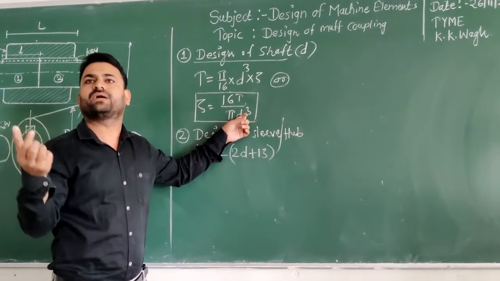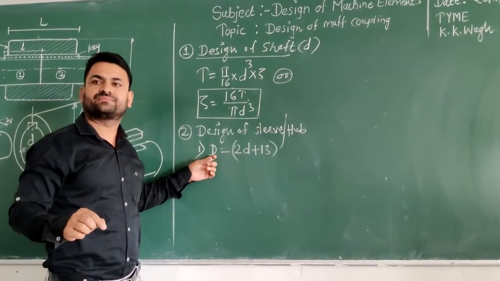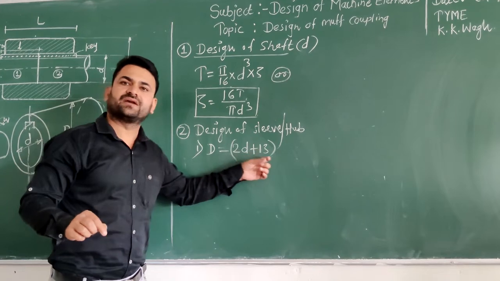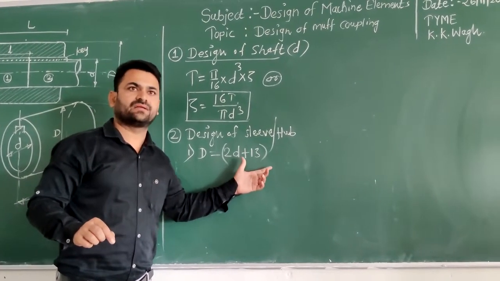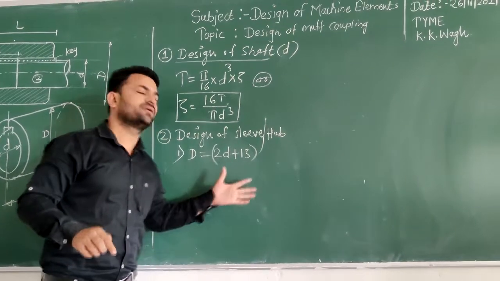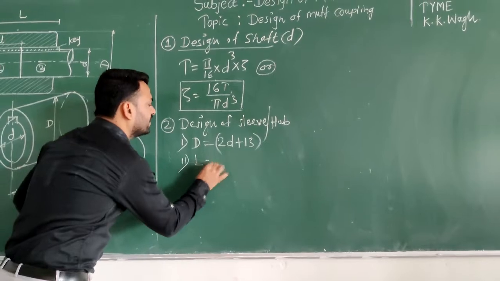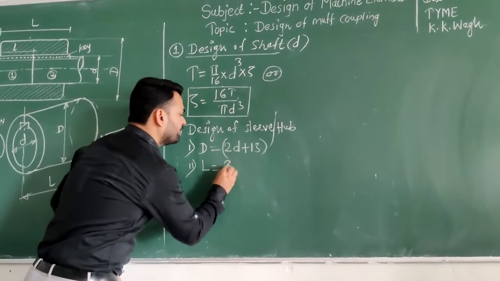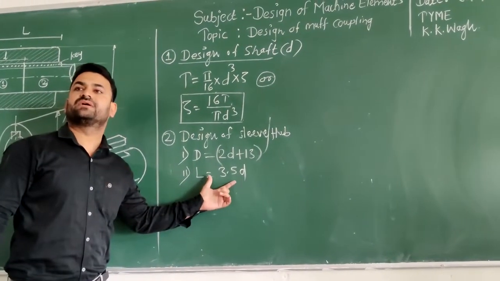Consider this small d is equal to 50. Capital D is equal to how much? 2d plus 30 means 2 multiplied by 50 plus 30. It's a direct relation. Similarly, by empirical relation, second, the length of the hub is equal to 3.5 times d.